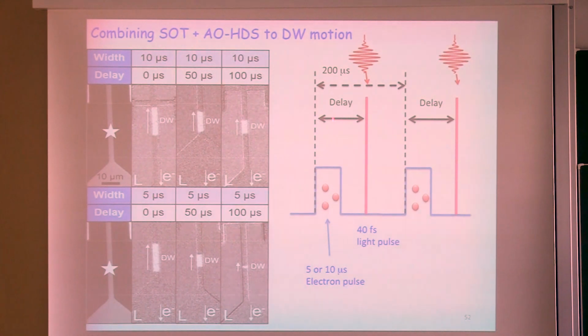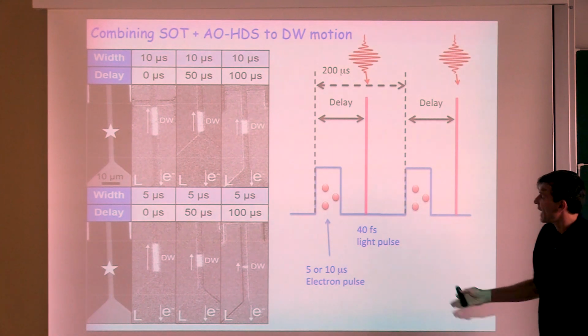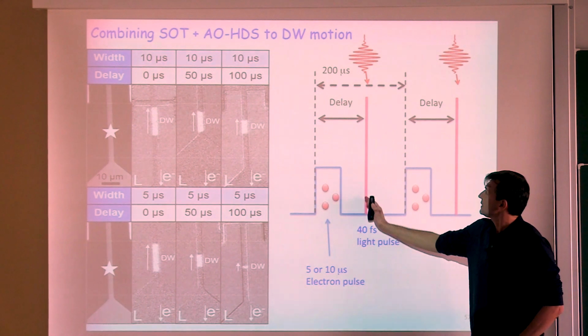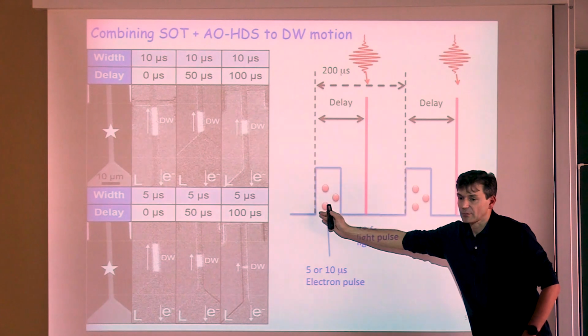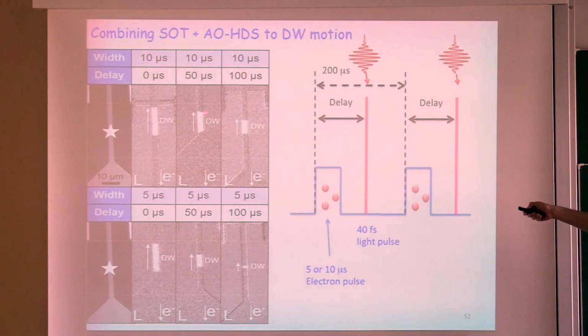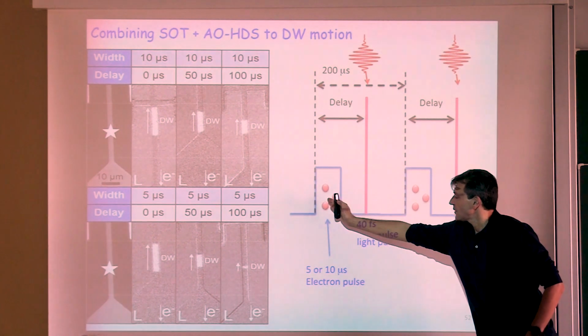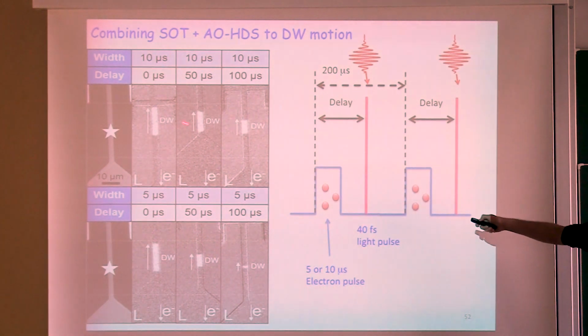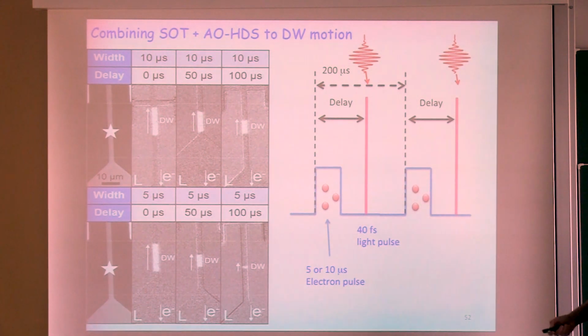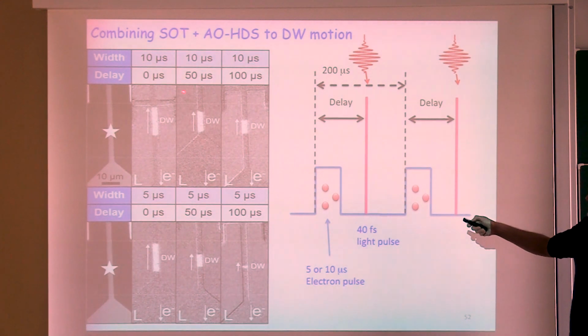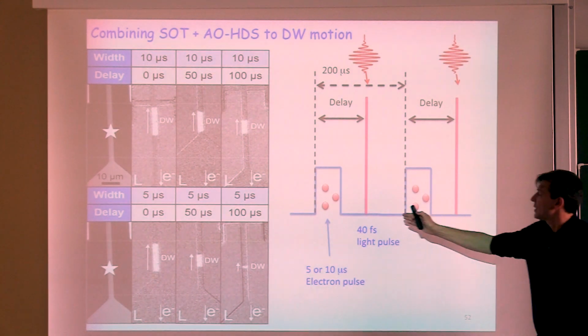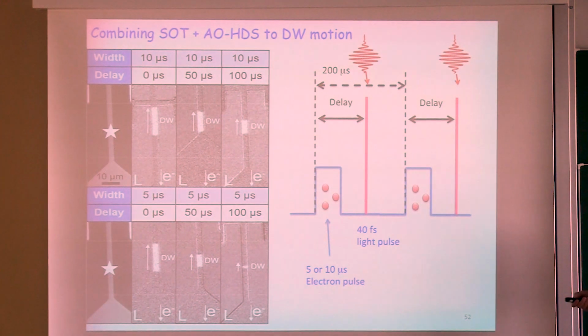Then what we have done is combine spin orbit torque and all optical switching, and we did 3 types of measurements that you can see here, where we put a delay between the light pulse and the electron pulse. And of course, when the delay is 0, meaning that the electron and the current pulse are at the same time, you have much larger domain wall propagation than if you start to increase the delay between the two pulses.